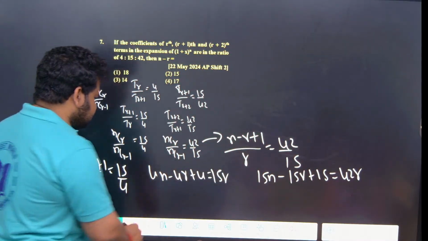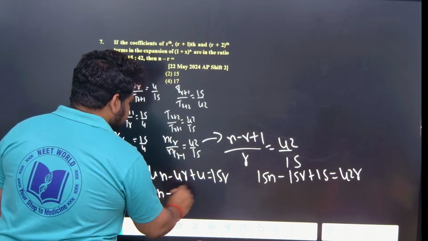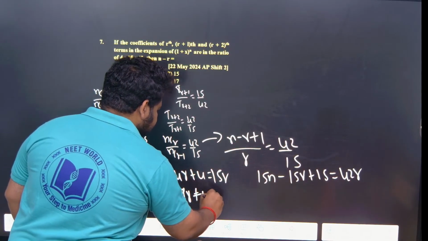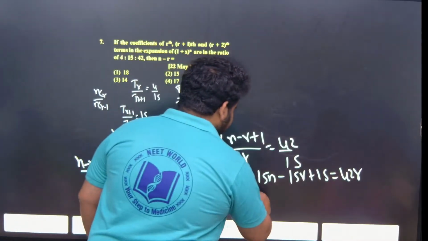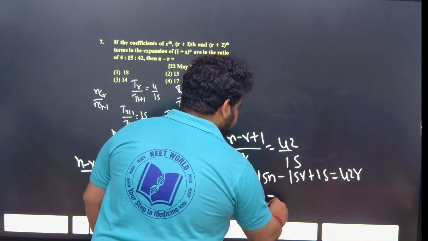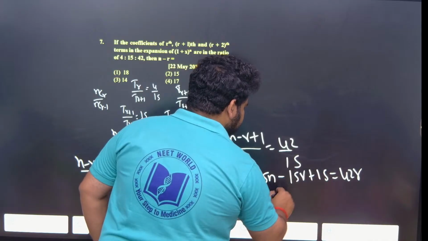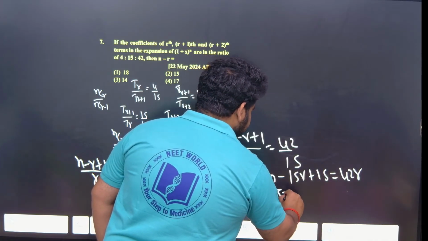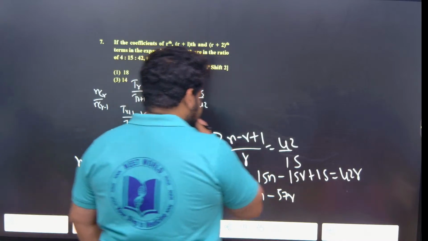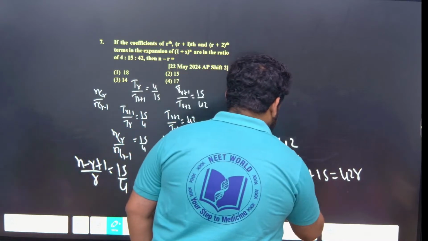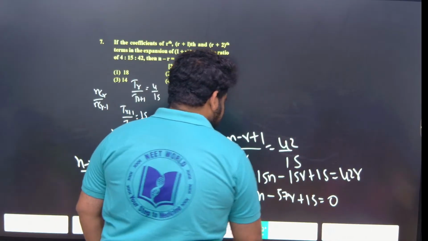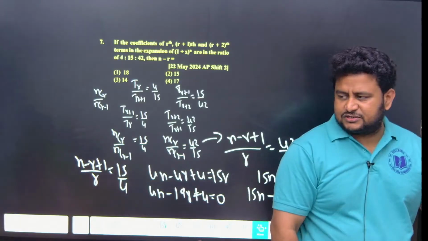If I bring it to the LHS, this will become 4n minus 19r plus 4 is equal to 0. This will become 15n minus 57r plus 15 is equal to 0. Solve these two equations.